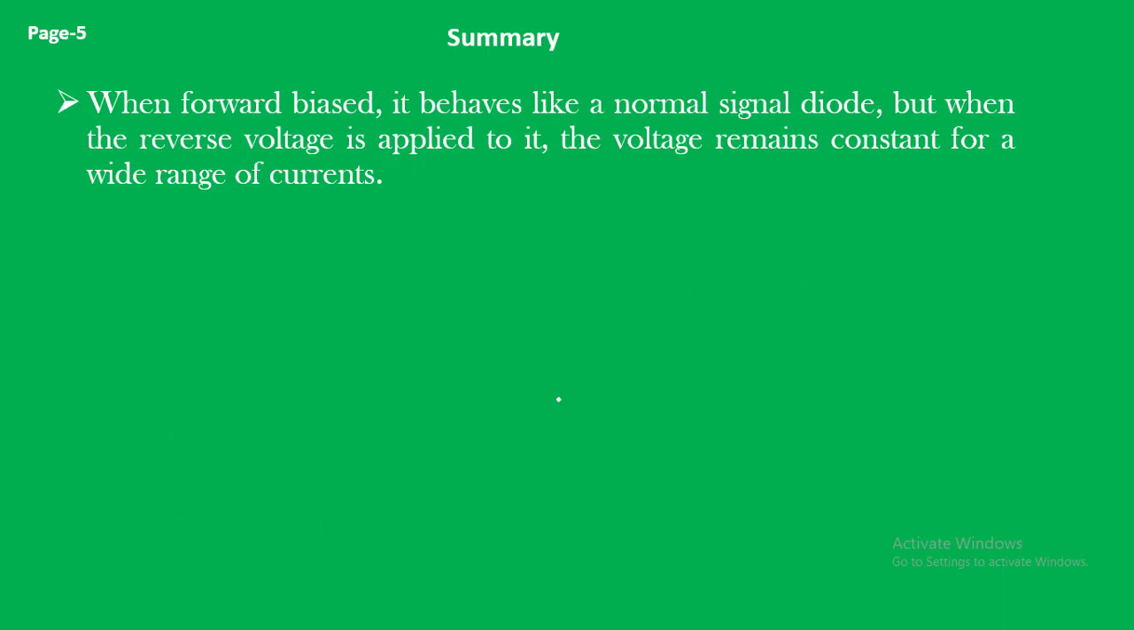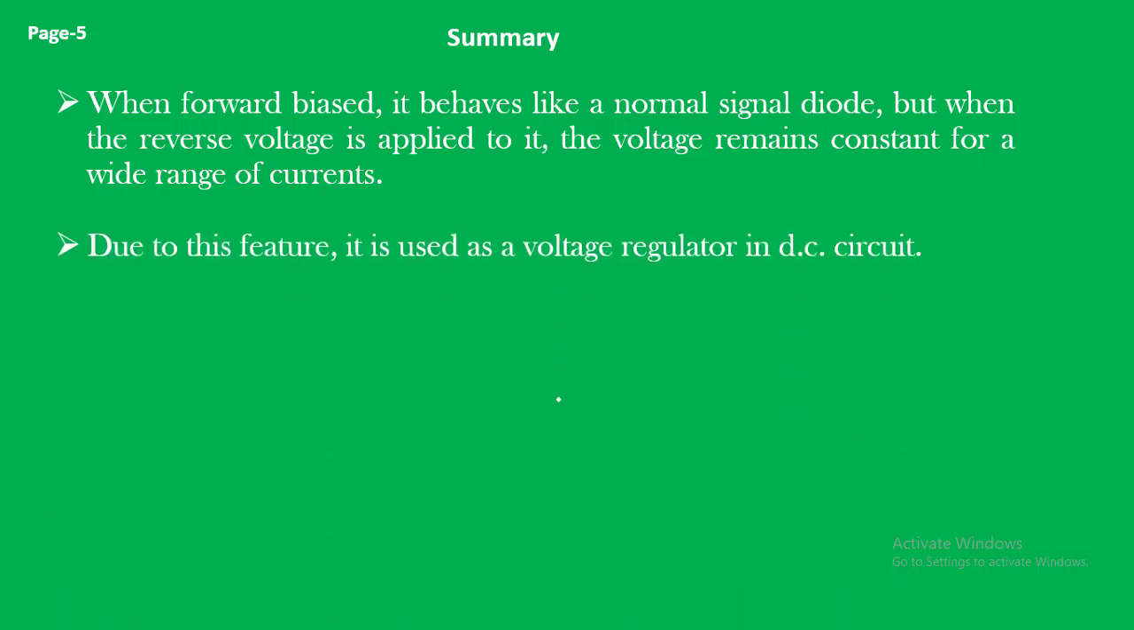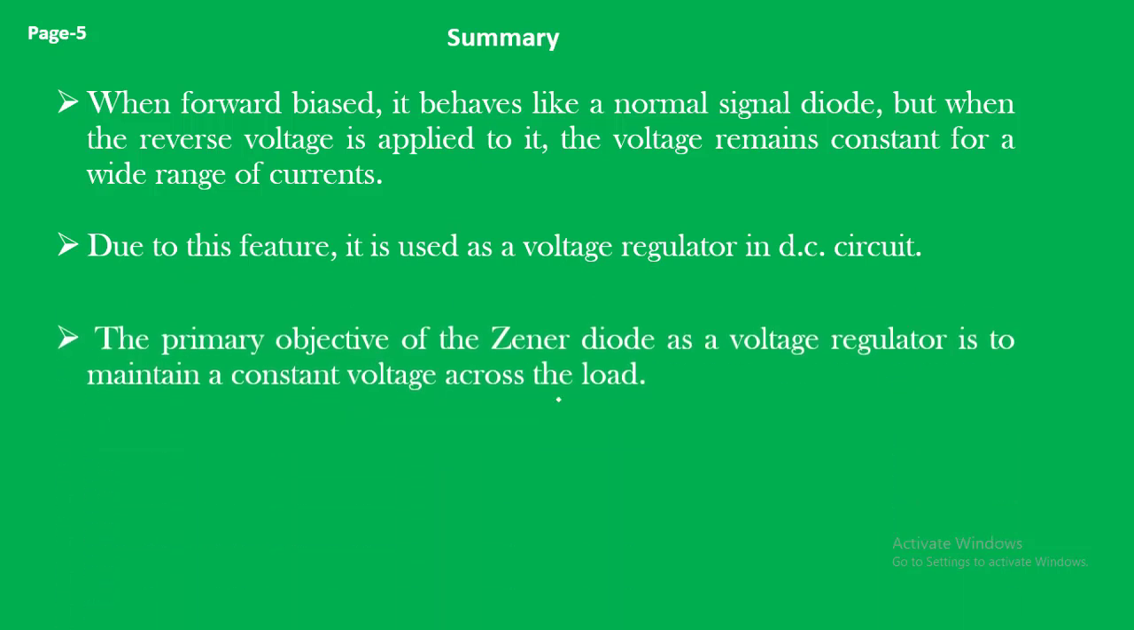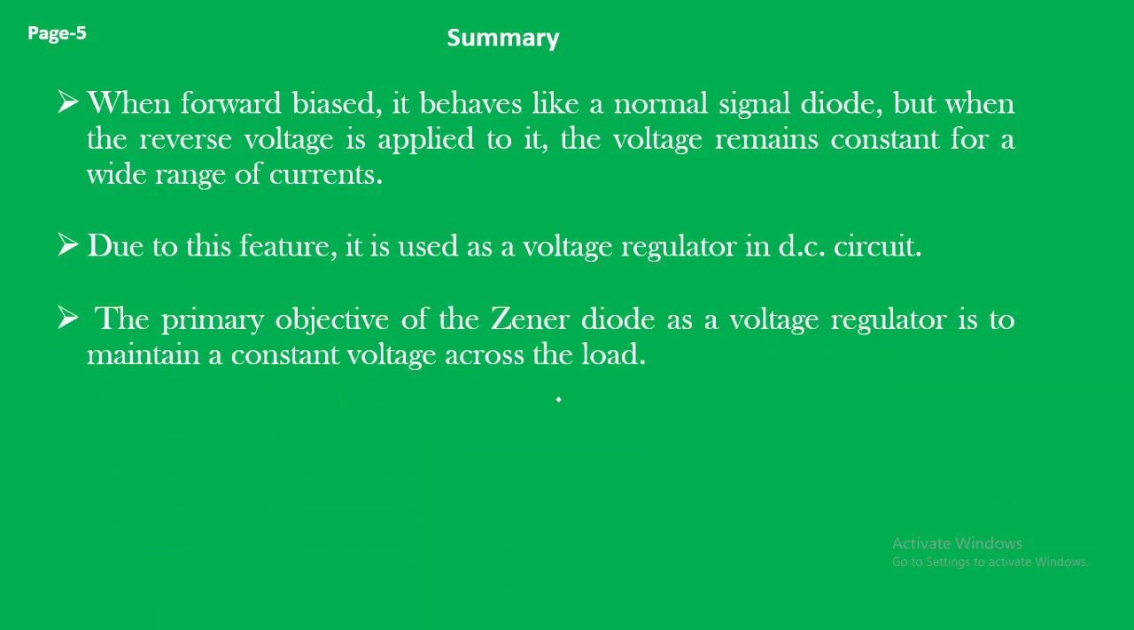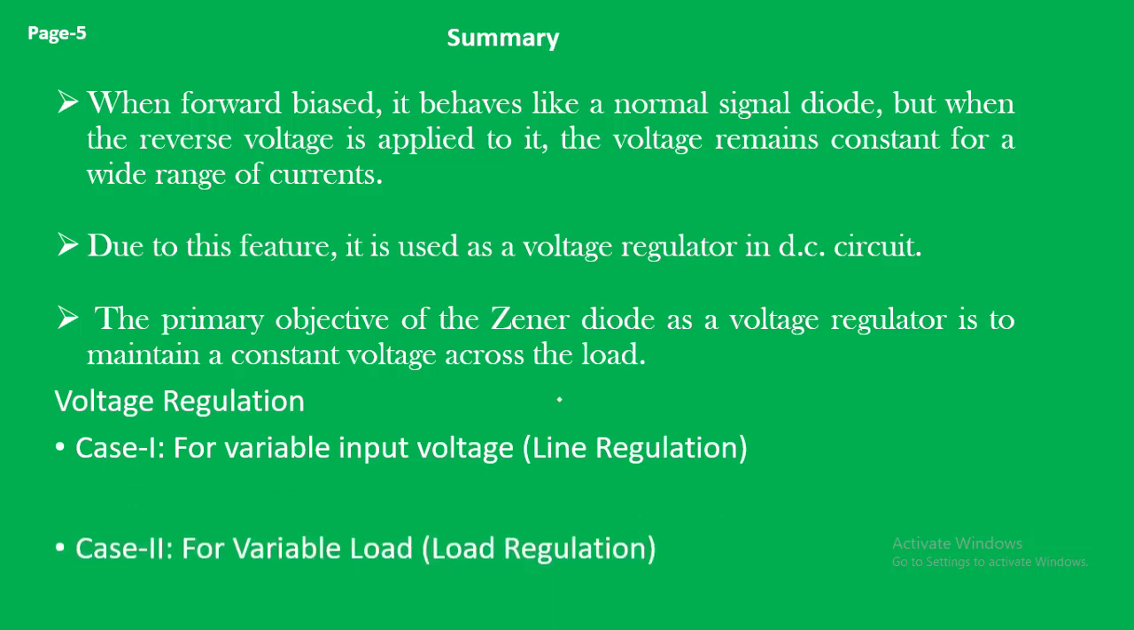First of all, when forward biased, the Zener diode behaves like a normal signal diode, but when reverse voltage is applied on it, the voltage remains constant for a wide range of currents. Due to this feature, it is used as a voltage regulator in DC circuits. The primary objective of the Zener diode as a voltage regulator is to maintain a constant voltage across the load resistance. And for voltage regulation, we have two types: one is line regulation, another is load regulation. So that's it about the Zener diode as voltage regulator.